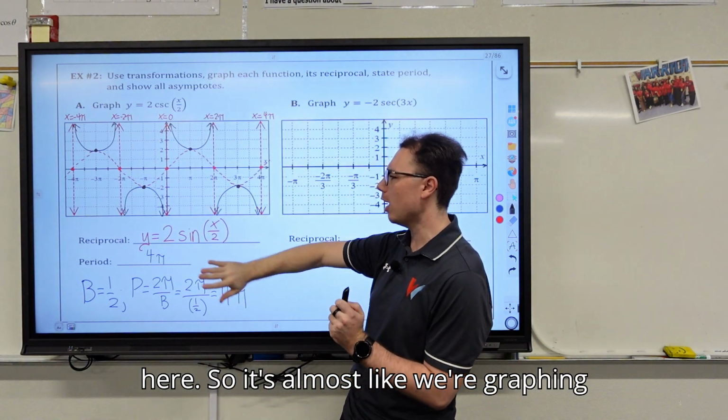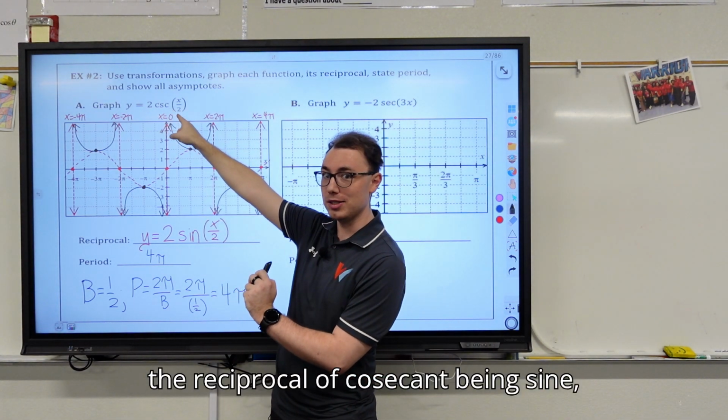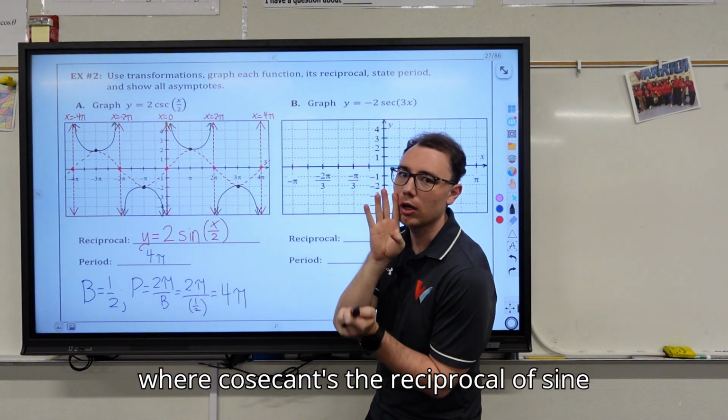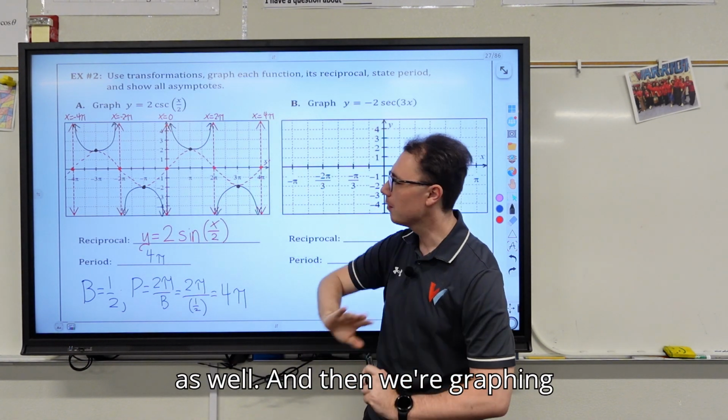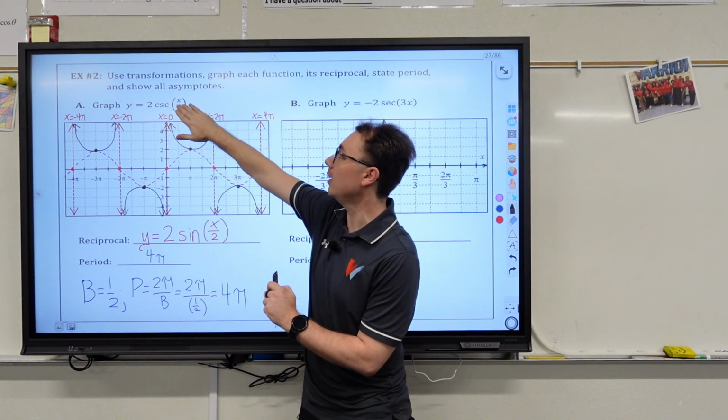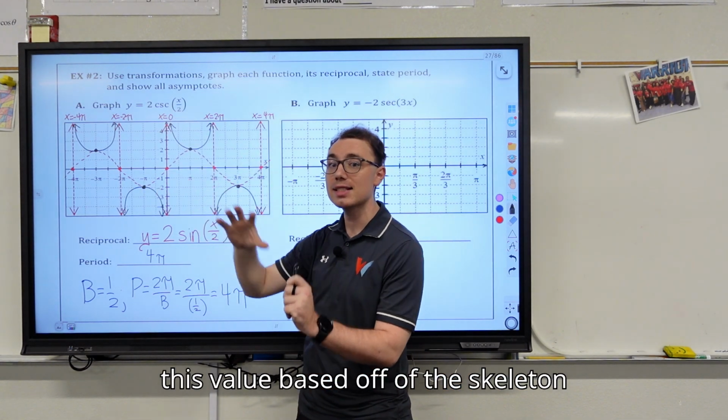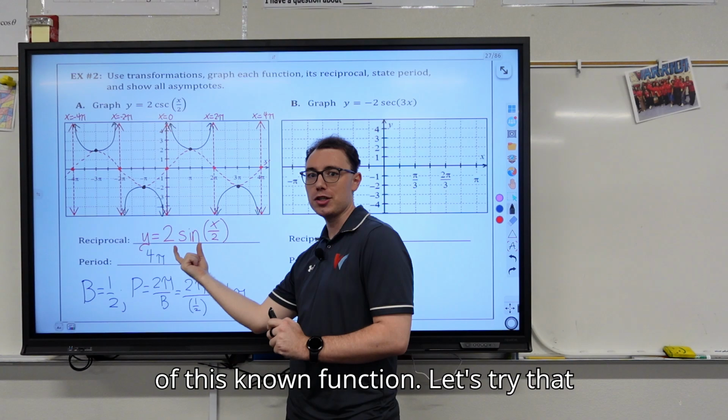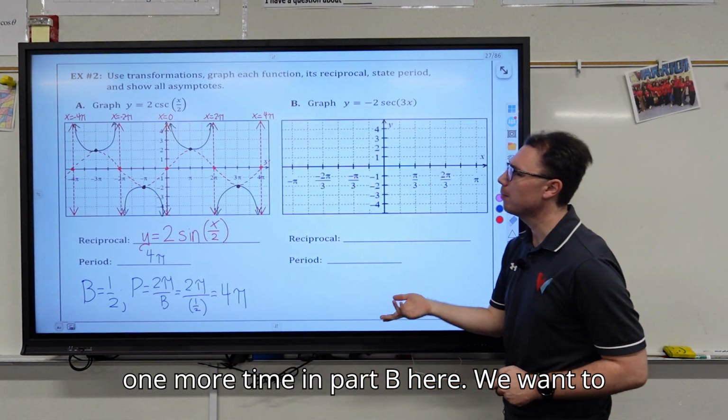So it's almost like we're graphing the reciprocal of cosecant, being sine, where cosecant's the reciprocal of sine as well. And then we're graphing this value based off of the skeleton of this known function. Let's try that one more time in part B here.